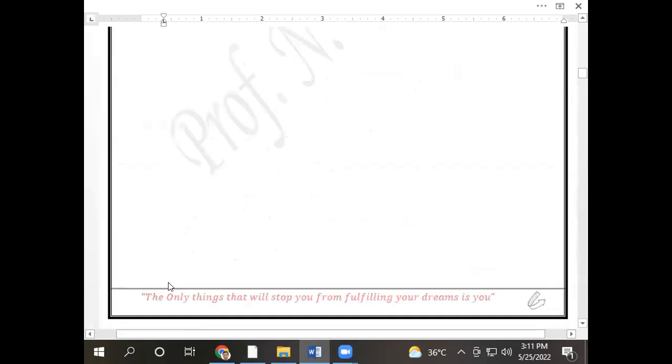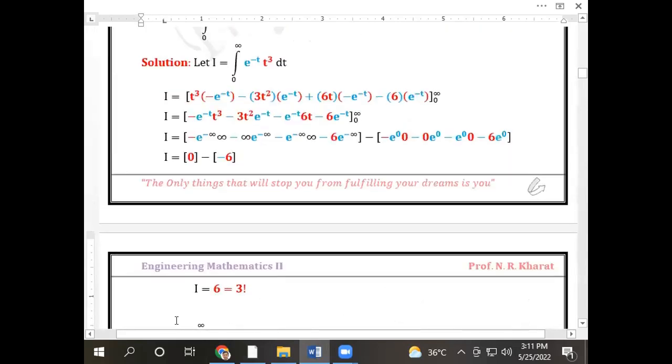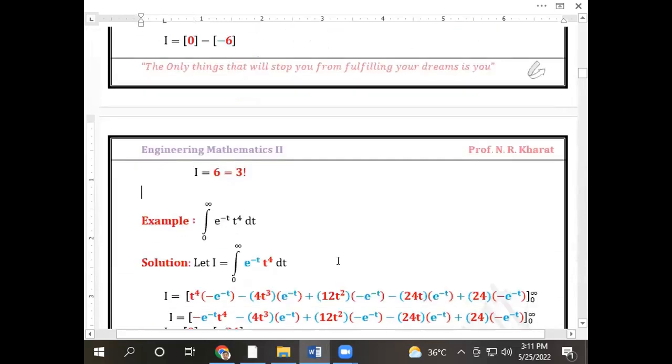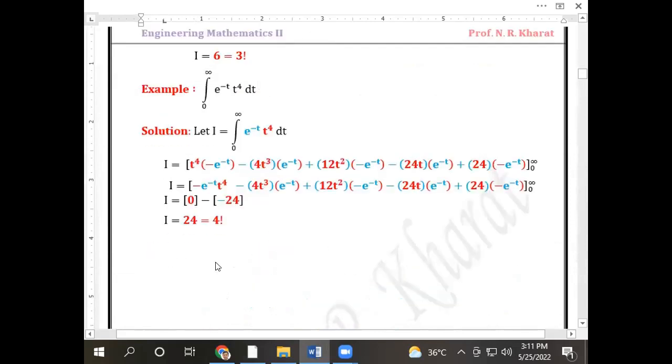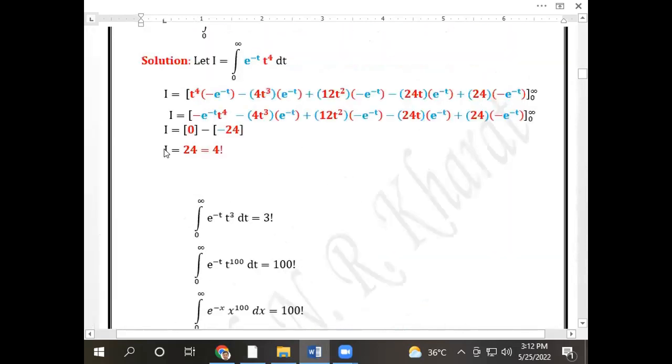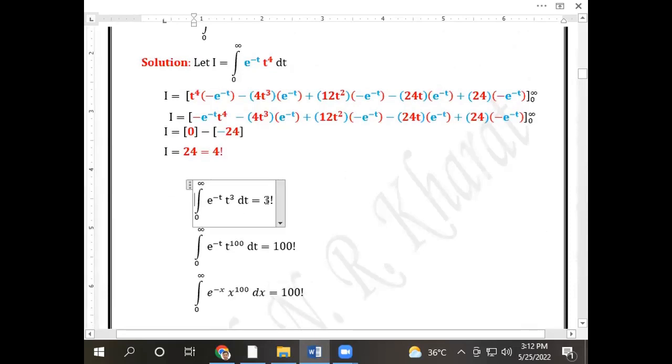In the same way, in general we can say this is the condition. If the index is 3, its answer is 3 factorial. If its index is 100, its answer is 100 factorial. If its index is 10, its answer is 10 factorial. So this is the integration whose solution we can find very easily when the index of t is a positive integer. Then we can find the integration.